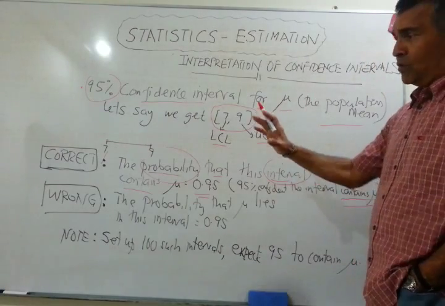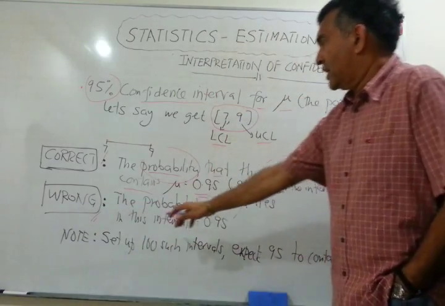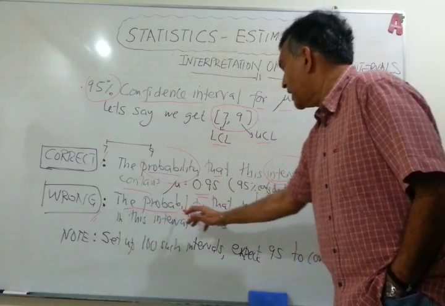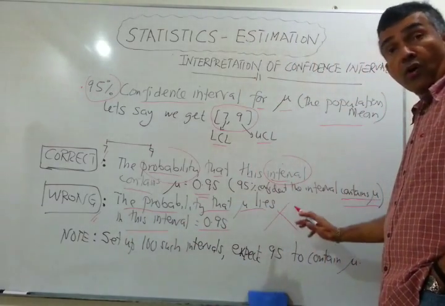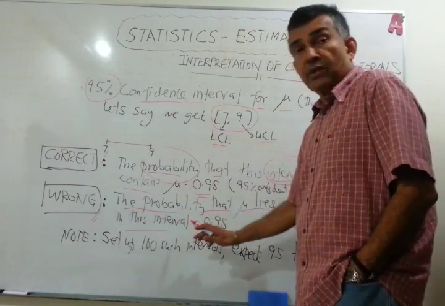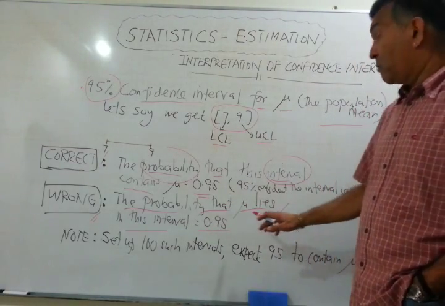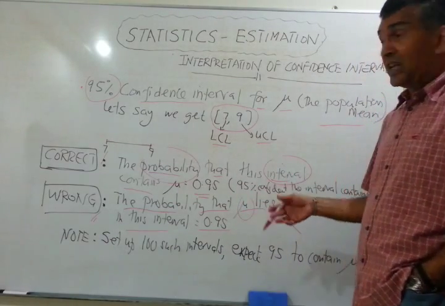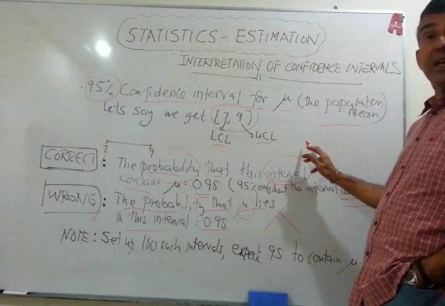Now you'll see the difference. Now let's read the wrong interpretation. The probability that mu lies in this interval is 0.95. It is wrong. You cannot write this. Why is it wrong? Because you're giving mu a probability. Mu is a constant. It describes a population. It does not have a probability. What has a probability is the interval.